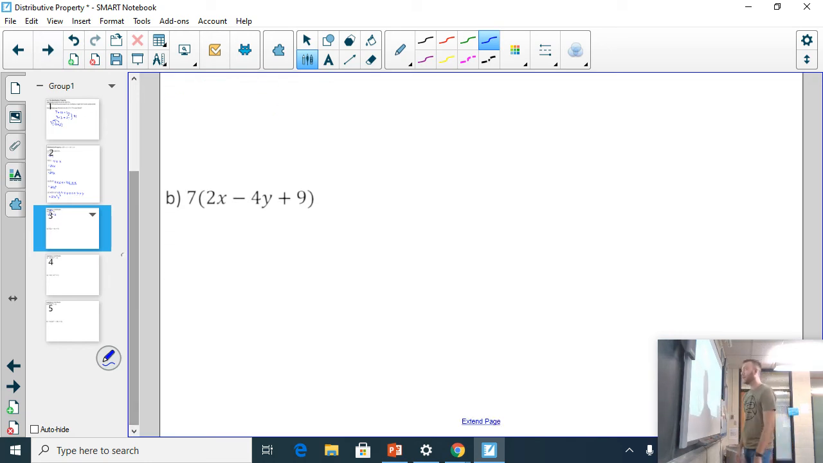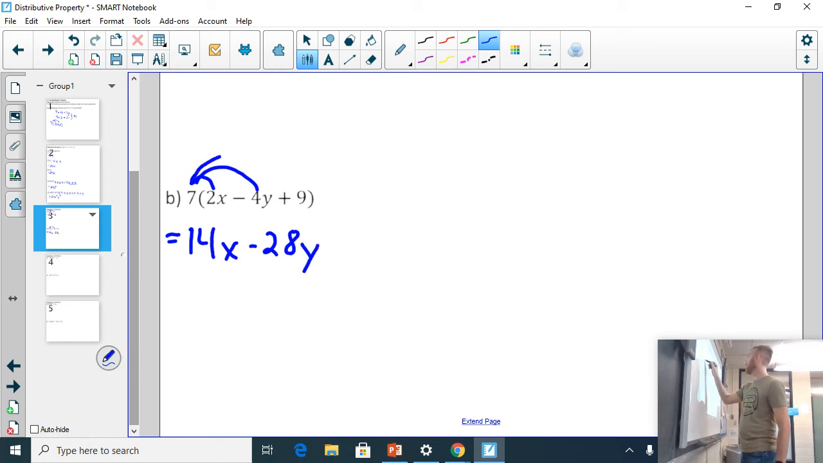And then this one here, even though we have 3 terms in this second part, we still just do the same thing, right? First, we're going to do 7 times 2x, which is going to be 14x. And then we're going to do 7 times negative 4y. 7 times negative 4 is going to be negative 28. And then we have that y out front. And then we have 7 times 9, which will be plus 63. So same idea. Now we just have more terms.